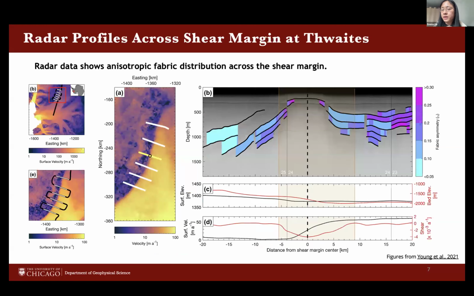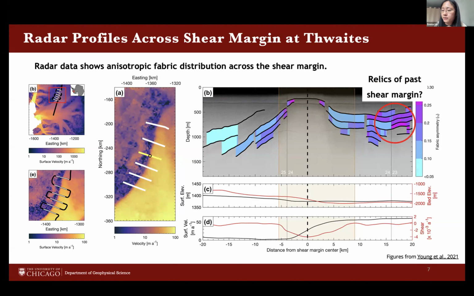So this leads to the hypothesis that we want to test here. Could this localized fabric maximum be the remnant of some past shear margin? In other words, this part of ice may have experienced strong shear in the past, developed a strong fabric, and then been left behind as the shear margin moved somewhere else.